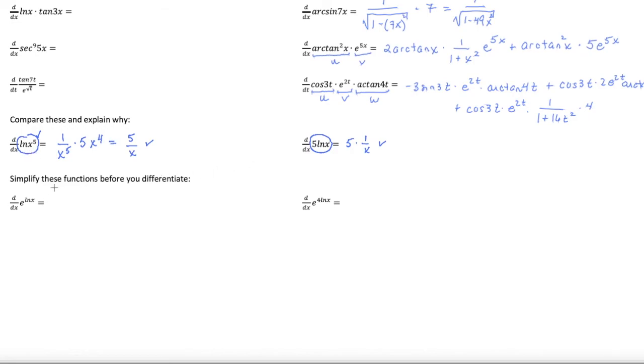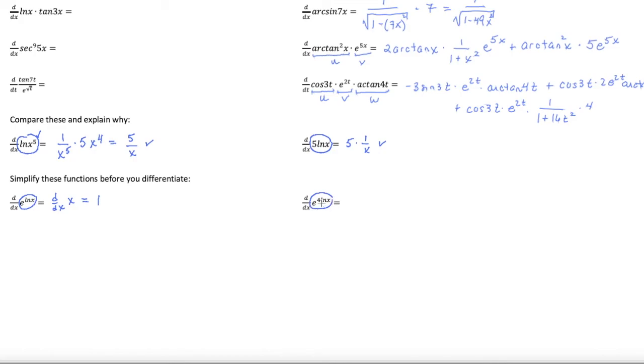And then here are 2 more examples. Looking at this expression here, e to the natural log of x, well, we know that e and the natural log undo each other. So this is really nothing more than taking the derivative of x, and the derivative of x is 1. And then in this example, we're taking the derivative of e to the 4 ln x.